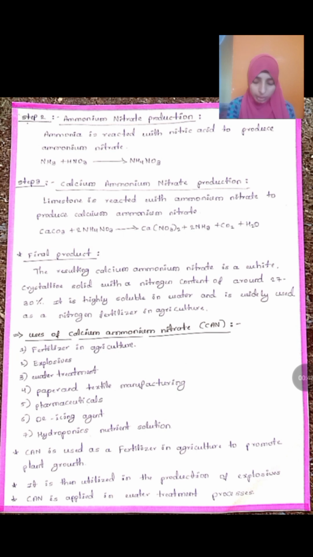Uses of calcium ammonium nitrate: fertilizer in agriculture, explosives, water treatment, paper and textile manufacturing, pharmaceutical, de-icing agent, hydroponics nutrient solution. It is used as a fertilizer in agriculture to promote plant growth. It is also utilized in the production of explosives. It is applied in water treatment processes.